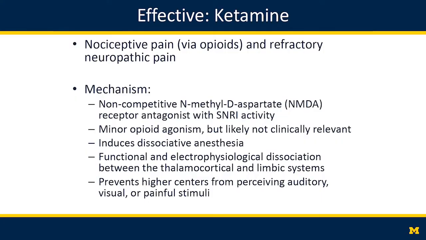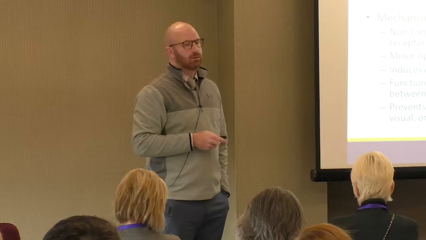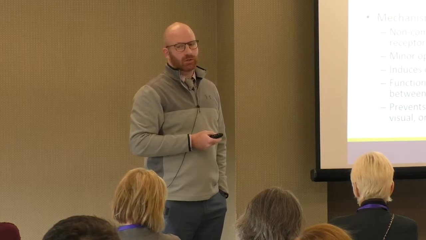So let's talk about ketamine. So ketamine treats both nociceptive pain and neuropathic pain. It's an interesting drug. It's an NMDA receptor antagonist and also functions as kind of a mild SNRI. So does anybody know where the NMDA receptor is and how this actually works for pain? Why is this an important concept?